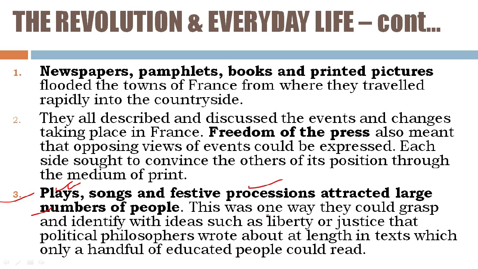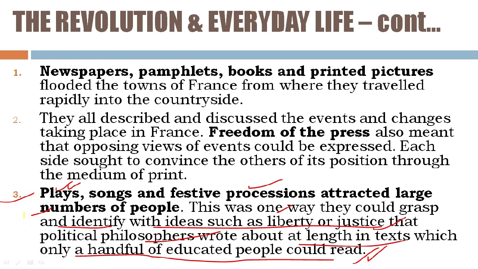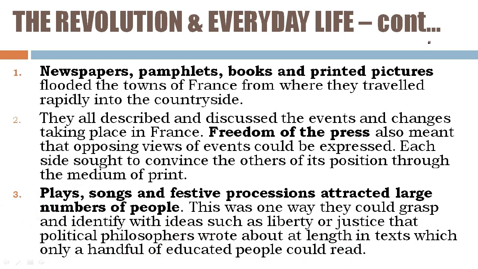Next we see this was one way they could grasp and identify with ideas such as liberty or justice that political philosophers wrote about at length in texts which only a handful of educated people could read. Okay, so what do we learn from this point? We learned that a handful of people were literate at that point of time in the European society. Okay, let us try to understand this by a following example, students.